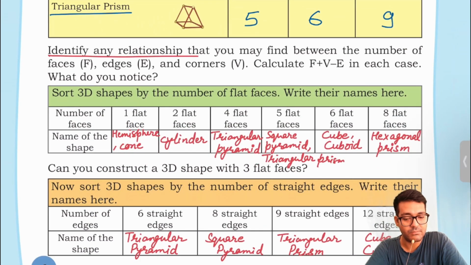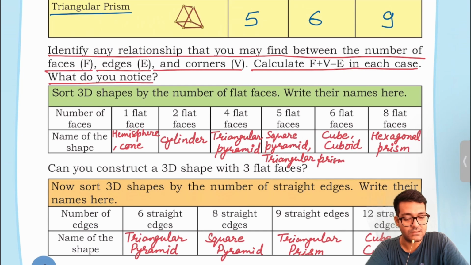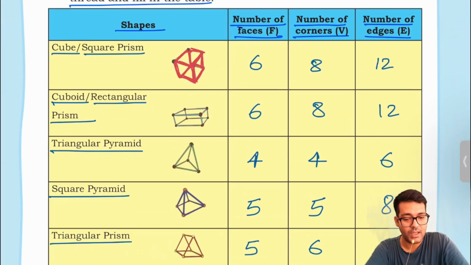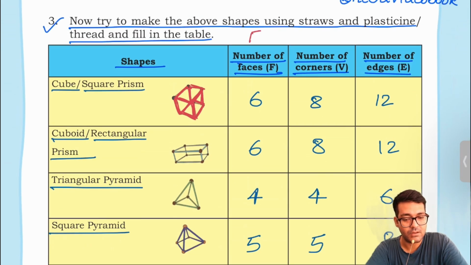Identify any relationship that you may find between the number of faces F, edges E and corners V. Calculate F plus V minus E in each case. What do you notice? If you calculate F plus V minus E, that is number of faces plus number of corners or vertices minus number of edges, you will always get 2.